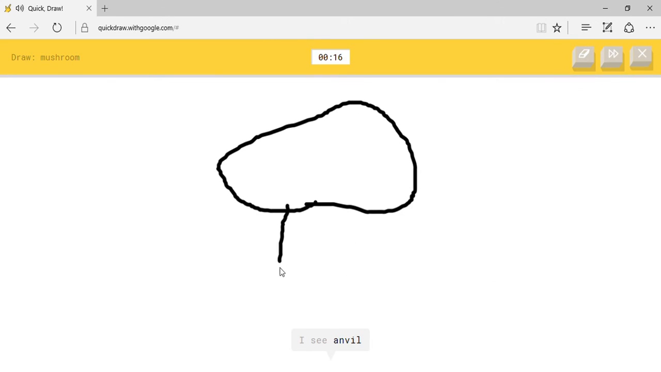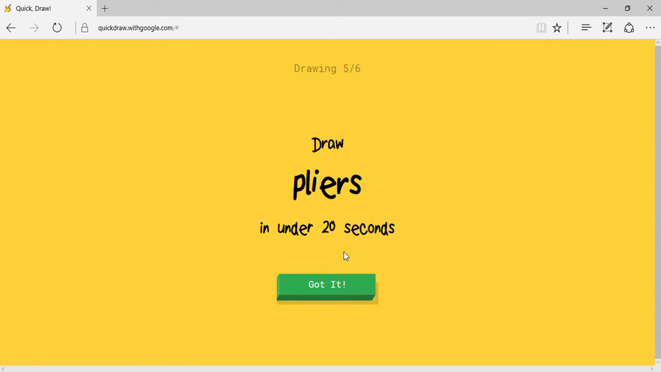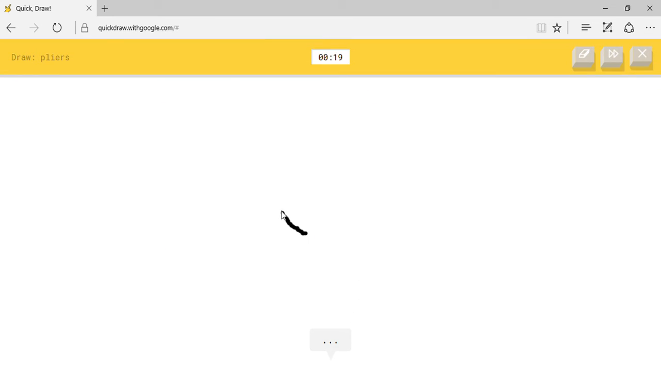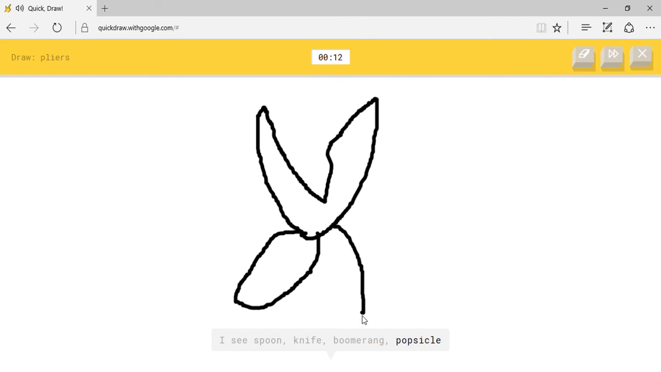I see anvil, or stick. Oh, I know. It's mushroom. Okay, pliers. Okay, this is it. I see spoon, or knife, or boomerang, or popsicle. Oh, I know. It's pliers. Okay, thank you.